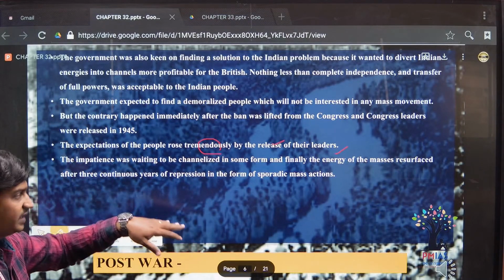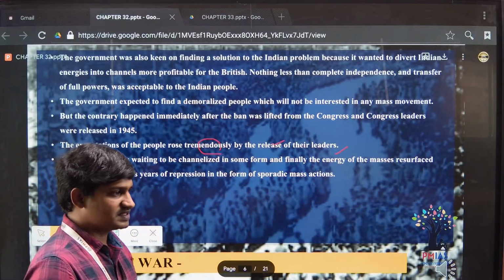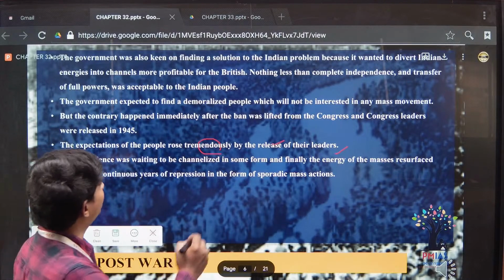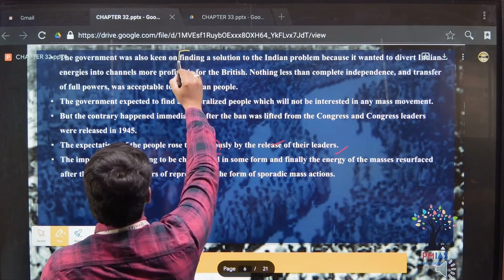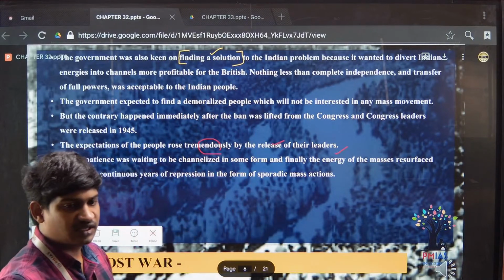On the other hand, the Britishers. We have seen the mindset of the Indians. Now we are moving to the mindset of the Britishers. Their mindset is that the Britishers were also keen on finding a solution for Indian independence.